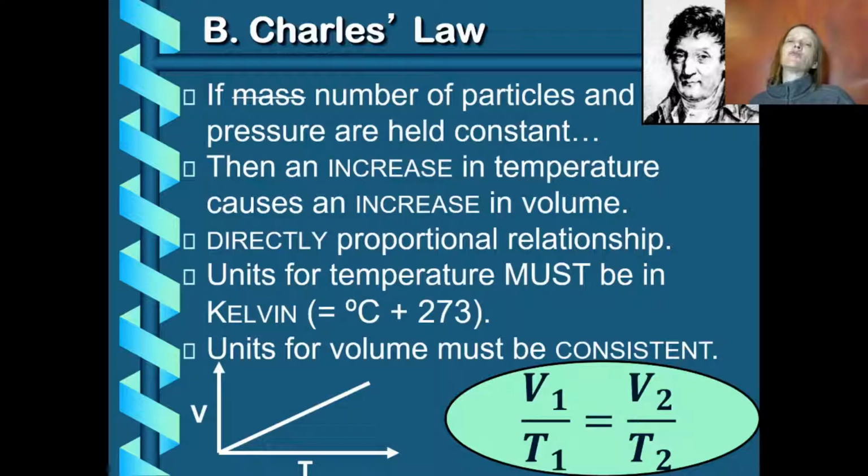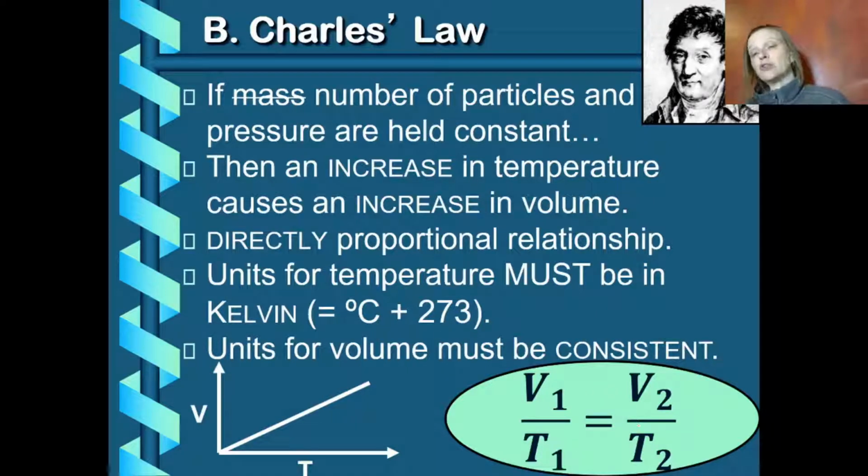This describes a directly proportional relationship. When one variable increases, the other variable increases also in a linear relationship. So this is a straight line relationship. Charles' law is represented by volume divided by temperature for the first condition equals volume divided by temperature for the second condition.